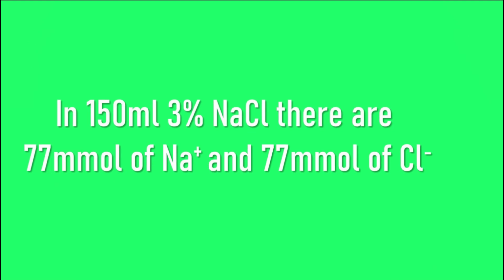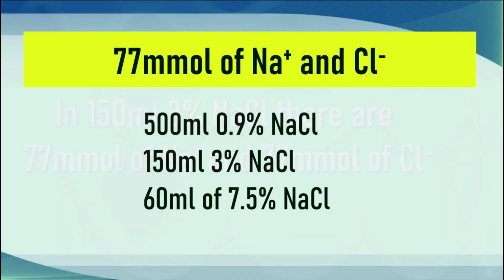In 150 mils of 3% saline, there are 77 millimoles of sodium and 77 millimoles of chloride. There is approximately the same amount of sodium and chloride in 500 mils of isotonic saline, that's 0.9%, or 60 mils of 7.5% saline. So why not just give 500 mils of 0.9% saline? The reason why is that there is 350 mils more water in that, so it'll have less of a therapeutic effect. Why not give 7.5%? I would if I could find it. I have not seen 7.5% saline available clinically for many years.